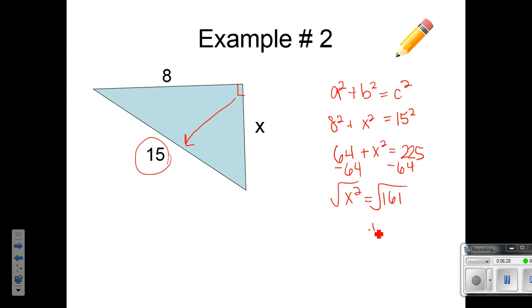Now, again, remember, it's only going to be the positive because I'm looking for a side length, and I do not believe that 161 can be broken down. So we would leave it as the square root of 161 is x. And remember, that's a leg and not the hypotenuse.